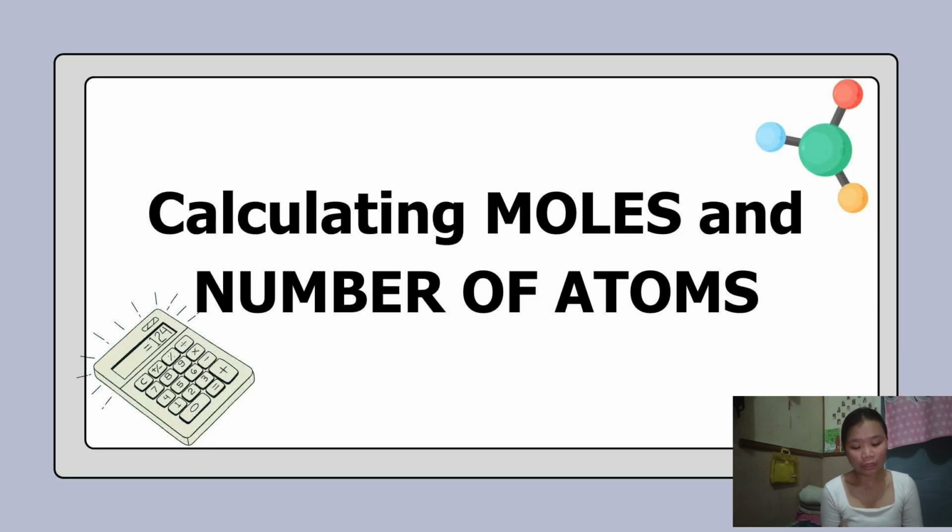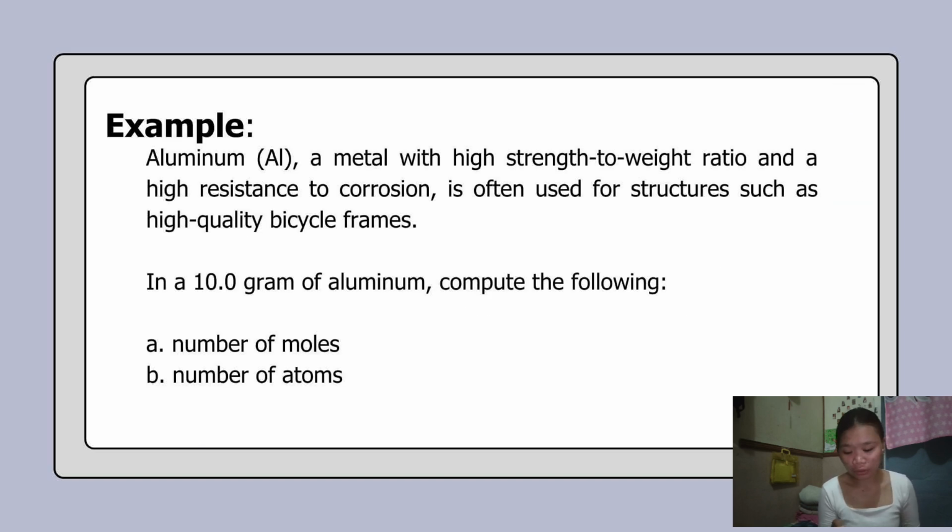And calculating moles and number of atoms. So we have an example: aluminum, a metal with a high strength-to-weight ratio and a high resistance to corrosion, is often used for structures such as high quality bicycle frames. In 10.0 grams of aluminum, compute the following: A, the number of moles, and B, the number of atoms.